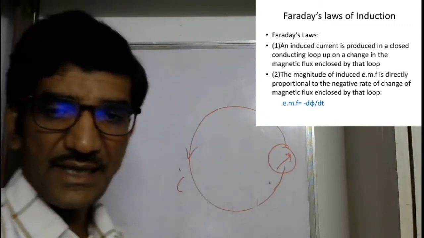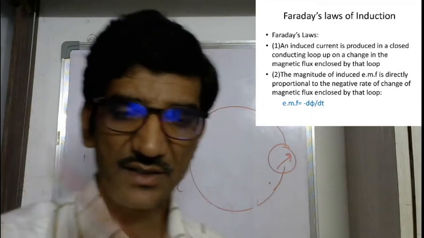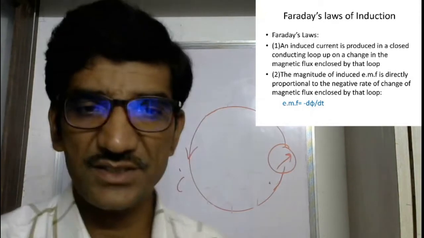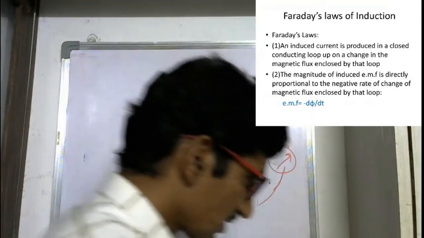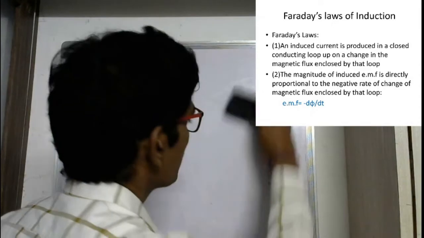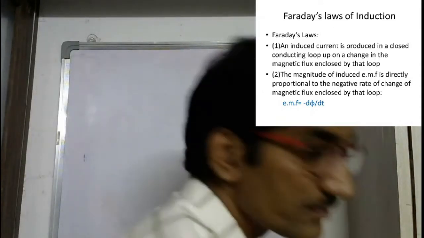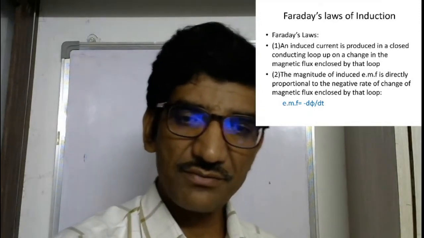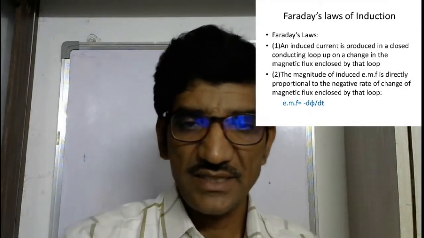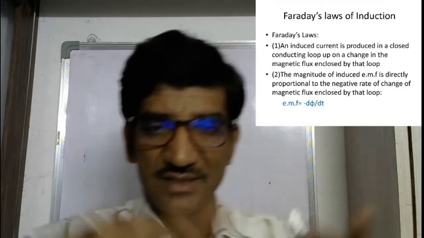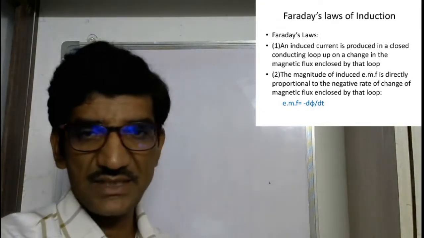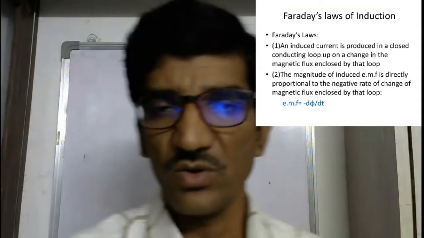This is the first statement of Faraday's law. The second one we are defining in two parts. The first one gives just the qualitative nature of the induced EMF. When do you have the induced EMF? Whenever there is a change in the number of field lines enclosed by that conducting loop, then you have the induced EMF or the induced current inside that conducting loop.